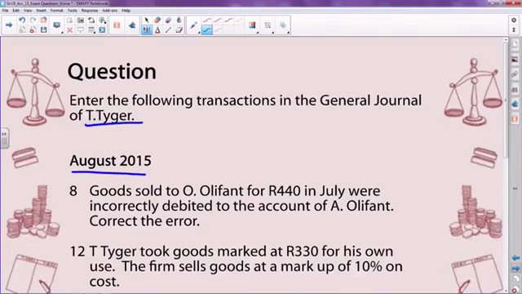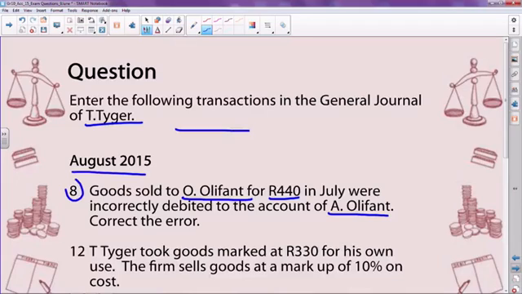And now, on the 8th, goods sold to O. Oliphant for 440. In July, we incorrectly debited to the account of A. Oliphant. Now, we need to fix this error. Now, I'm going to quickly show you again. As you can see, we are busy with two different debtors. Now, how do I fix this error? I sold to Oliphant, but I said A. Oliphant owes me. So, O. Oliphant actually owes the money.